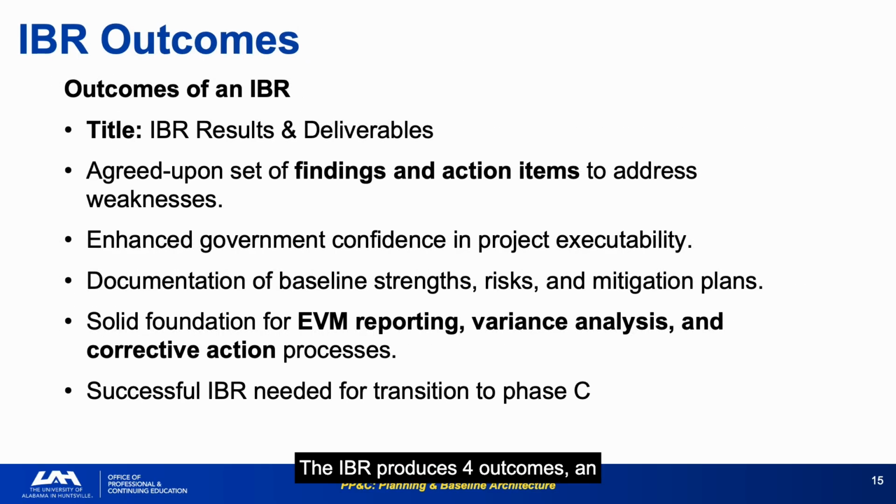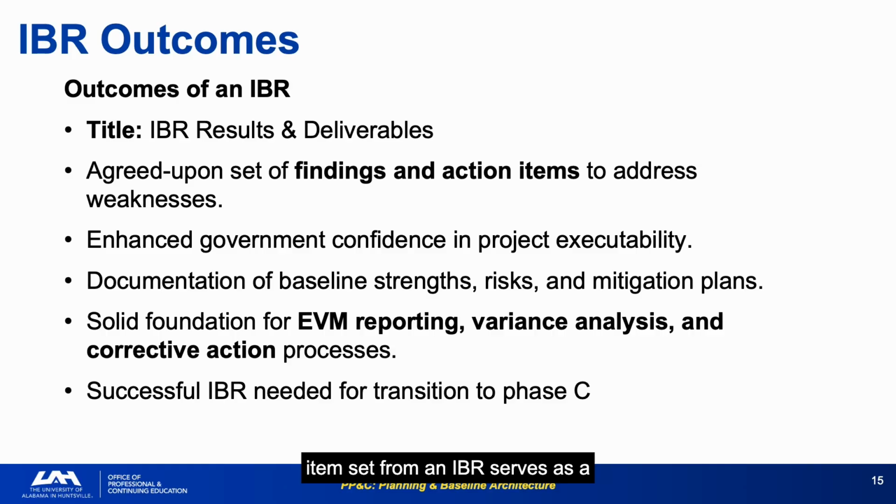The IBR produces 4 outcomes: an agreed-upon set of action items, enhanced government confidence, a documented baseline of strengths and risks, and a foundation for EVM reporting, variance analysis, and corrective action. Successful IBR needed for transition to Phase C. This is the gate requirement. An IBR with open action items that haven't been resolved doesn't satisfy the transition criterion. The actions must be closed before the gate is complete.